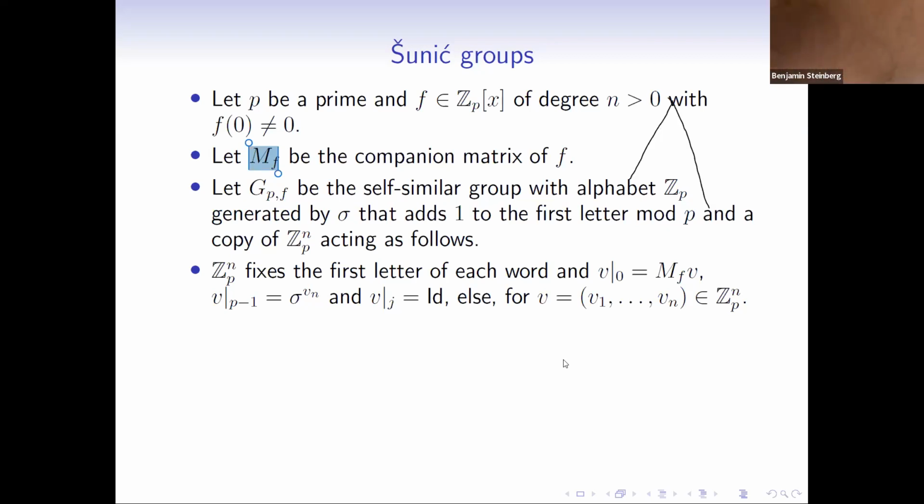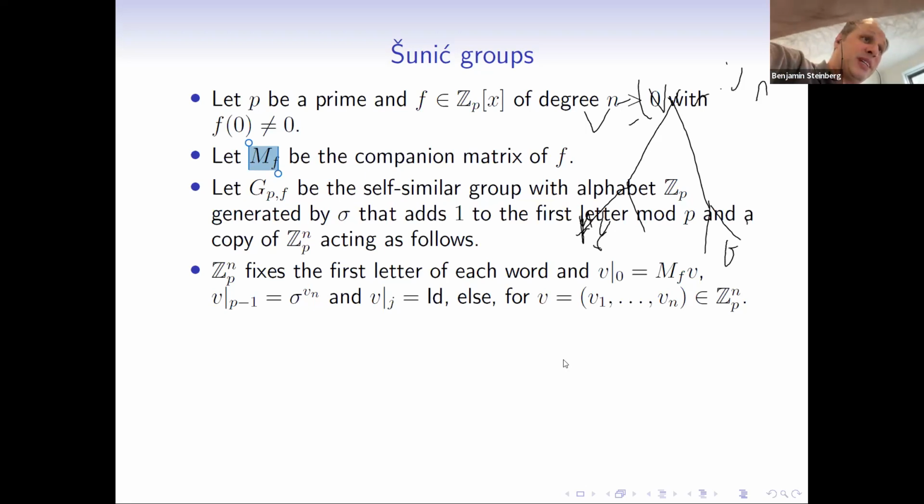So the way this Z mod P thing works is here I have this vector V, I multiply it by the companion matrix. Here I take its last entry, Vn, and I do sigma to the Vn, and every place else I just do the identity. Maybe it's not so important.